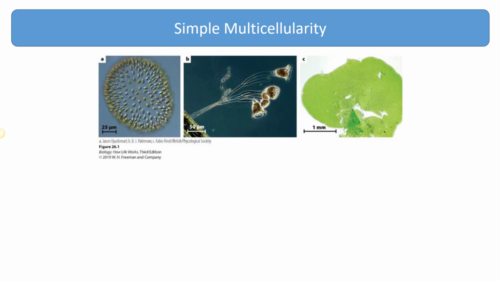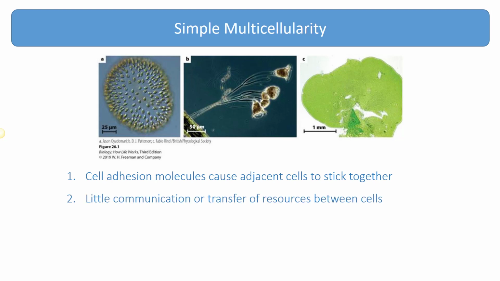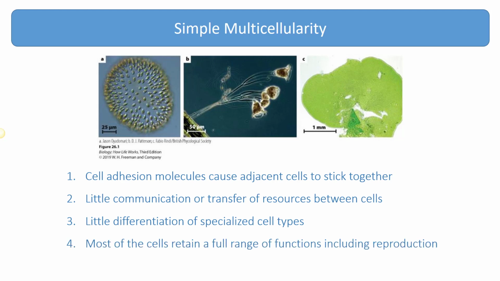There are some common properties of multicellular organisms. These include cell adhesion molecules that cause adjacent cells to stick together, little communication or transfer of resources between the cells, little differentiation of specialized cell types, and as a result, most of the cells retain a full range of functions, including the ability to reproduce on their own. Lastly, nearly every cell is in contact with the external environment.